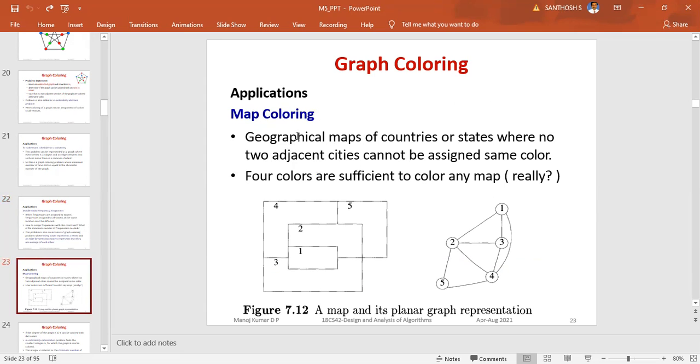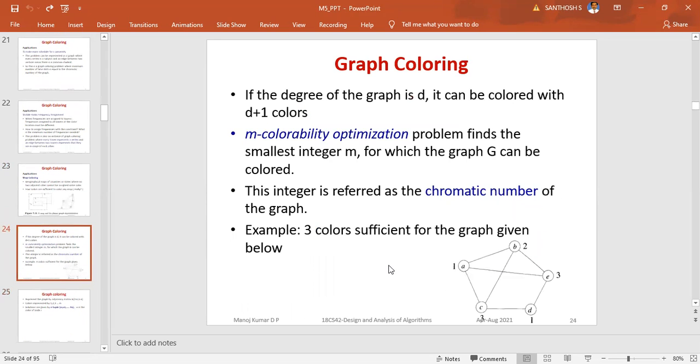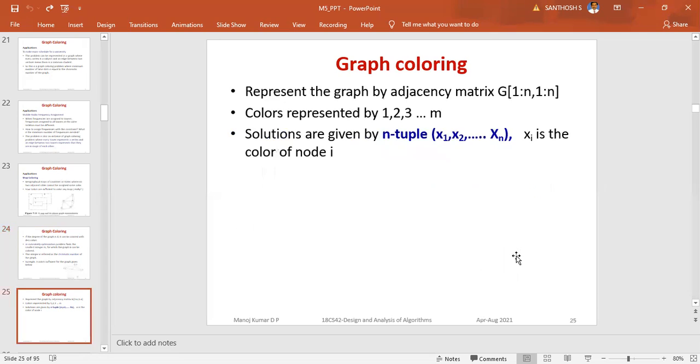So map coloring. In geographical maps, no two adjacent regions can be assigned the same color. 4 colors are sufficient to color any map. So this is the graph representation and its planar graph is represented here. If the degree of the graph is D, it can be colored with D plus 1 colors. M colorability optimization finds the smallest integer m for which graph G can be colored. This integer is referred to as the chromatic number, 3 colors are sufficient for the graph given below.